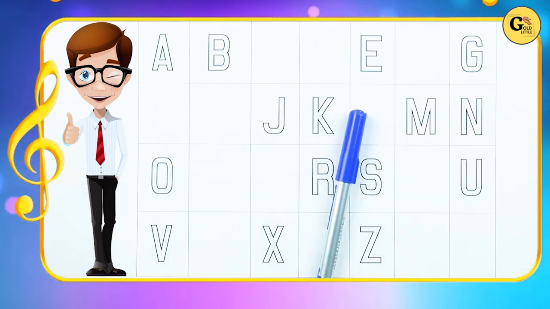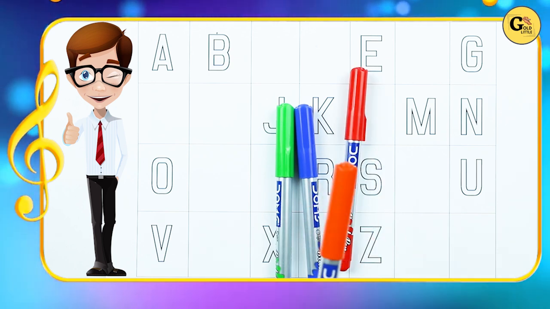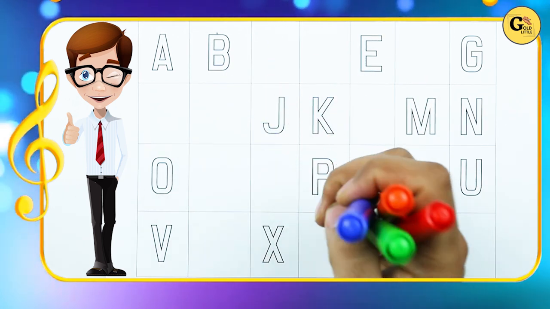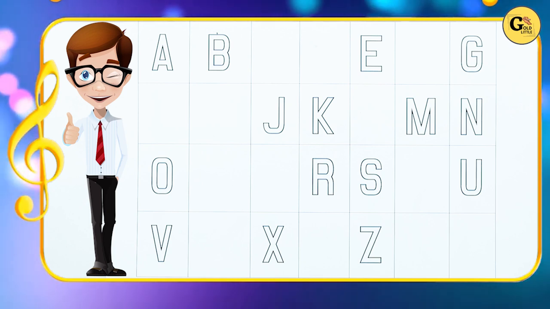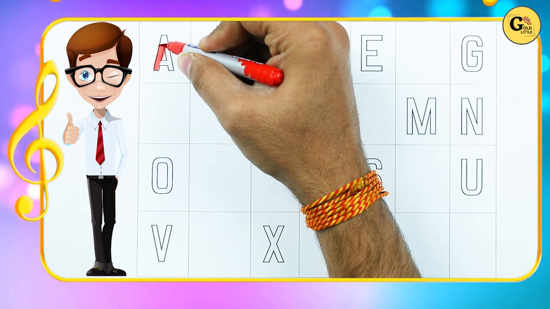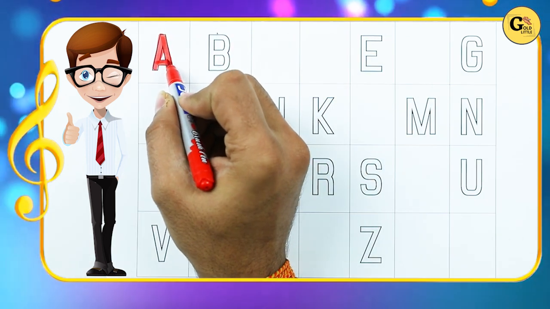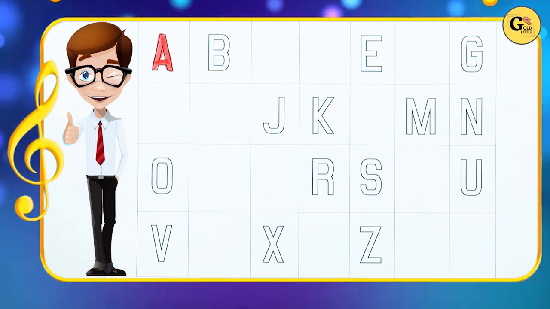Blue color, green color, red color, orange color. Let's start. A. A for apple with red color. A for apple.